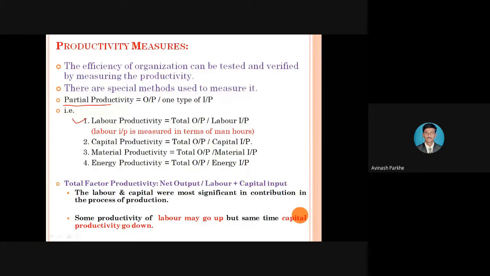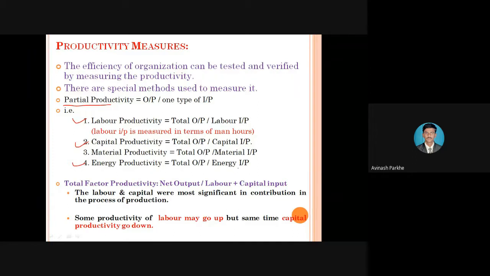This is called labor productivity. Then capital productivity is equal to total output upon capital input, that is, how much capital investment we have invested for that particular organization or industry. Material productivity is equal to total output upon material input. Similarly, energy productivity is equal to total output upon energy input.